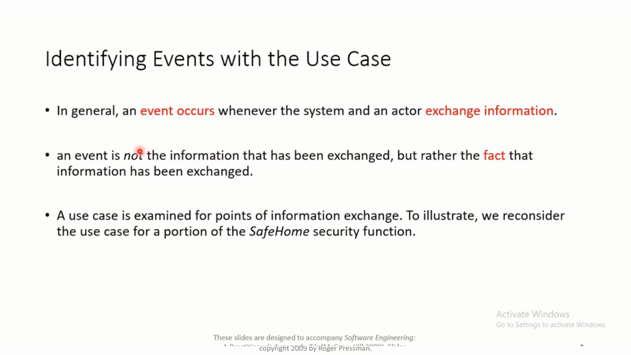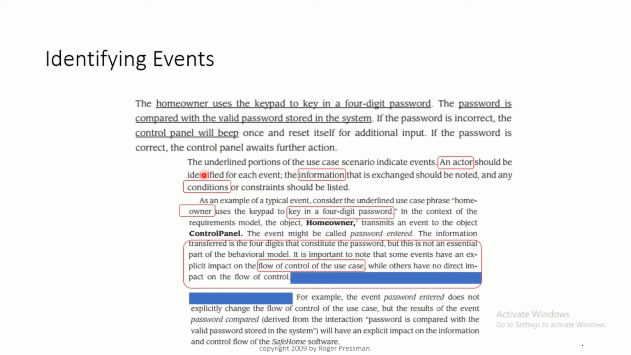Secondly, whenever information is exchanged, it basically means that an operation or process has been started or it ended in some result. Thirdly, we are reconsidering the example of the SafeHome security system function to find out the events. This is a scenario from a portion of the SafeHome security system, and in this description we have highlighted the events taking place in the scenario.